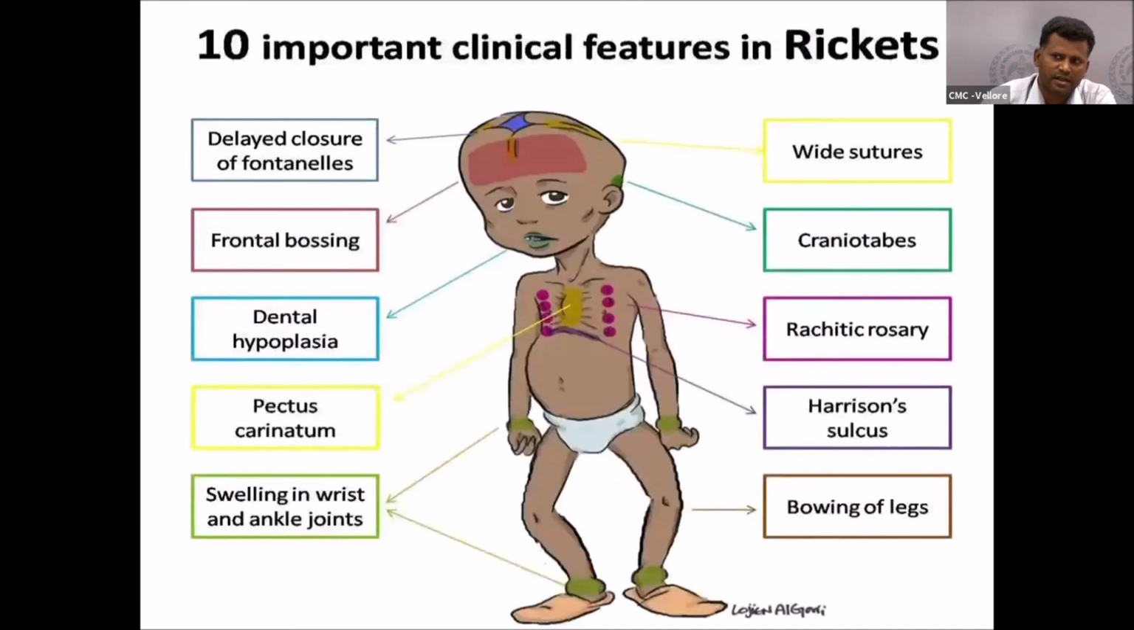So in children with vitamin D deficiency, we have to look for signs of rickets, and these signs are mainly delayed closure of the fontanelles, wide sutures, craniotabes, where the sutures are not fused and give a cracked-pot type of feel, frontal bossing, dental hypoplasia, rachitic rosary, Harrison sulcus, pectus carinatum, widening of the wrist and ankle joints, and bowing of the legs. These are all the main manifestations of rickets in vitamin D deficiency in children.